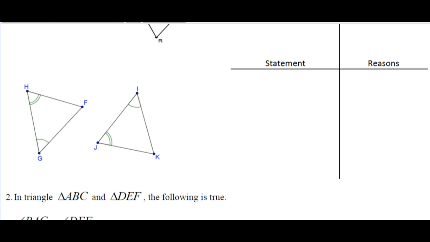Okay, statement. What have we got? Got 2 angles. We got angle H and angle J are the same. We got this angle is the same as this angle. What are we going to do? Well, can we prove this?